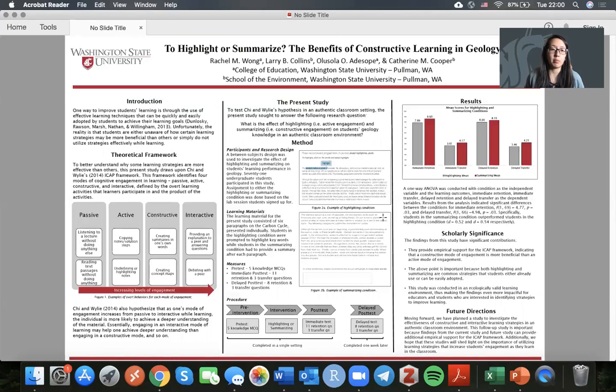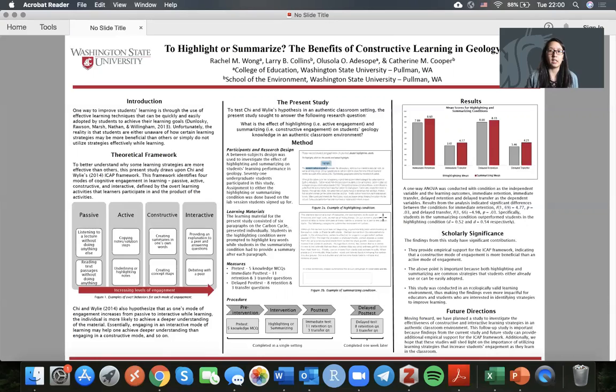So to introduce our project and why we even came up with this, the big goal was to identify learning strategies that could help improve students' learning and that can be quickly utilized or adopted by students to achieve their learning goals.